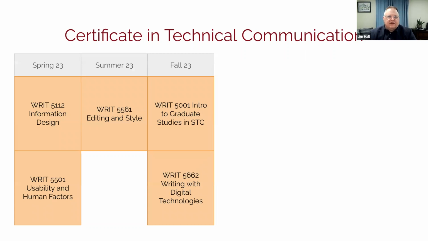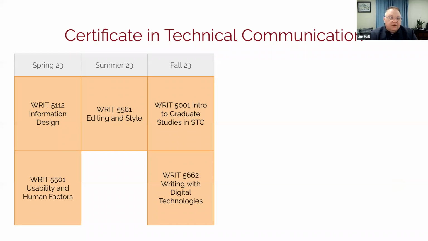So again, a student who comes into the program in spring 2023, taking 2 courses per semester, might start with 5112, Information Design, and 5501, Usability and Human Factors. And then in summer, taking 5561, Editing and Style, and then in fall 5001, Introduction to Graduate Studies, and 5662, Writing with Digital Technologies. And so a student who enters the program in spring 2023 actually could be done by the end of December 2023. That's when fall semester ends.